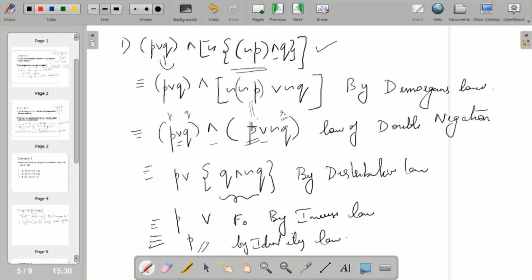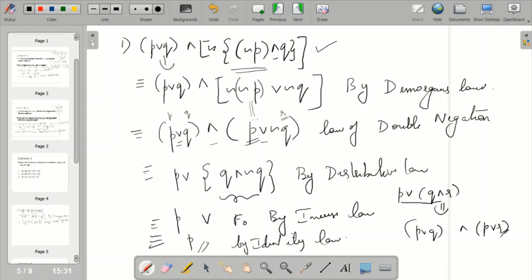So you know the distributive formula is what? You just remember the distributive formula. P or (Q and R) is logically equivalent to (P or Q) and (P or R). But instead of R, you have negation of Q. That's it.